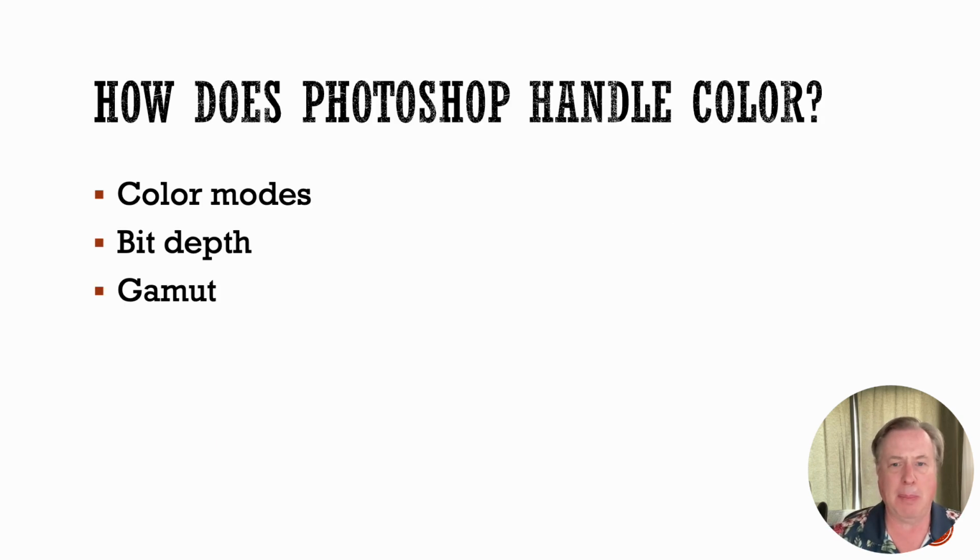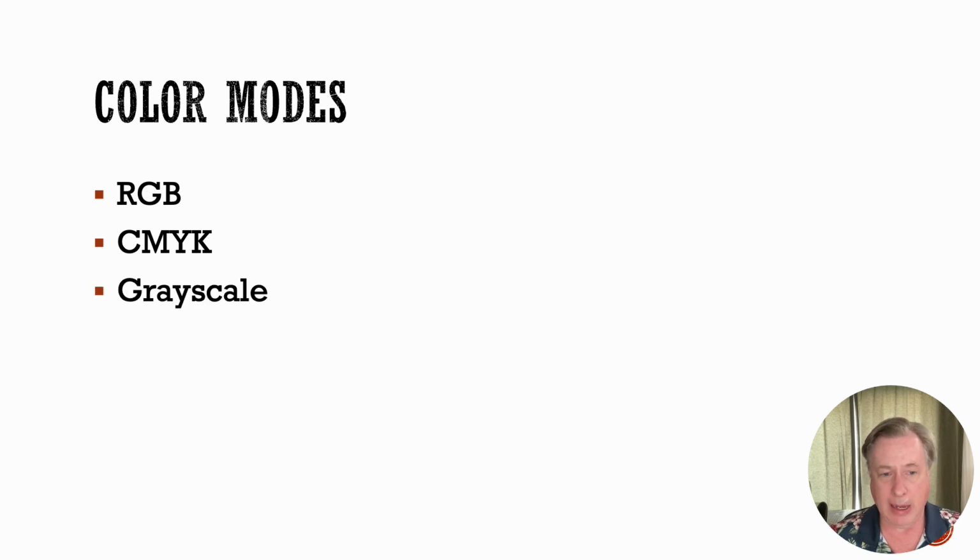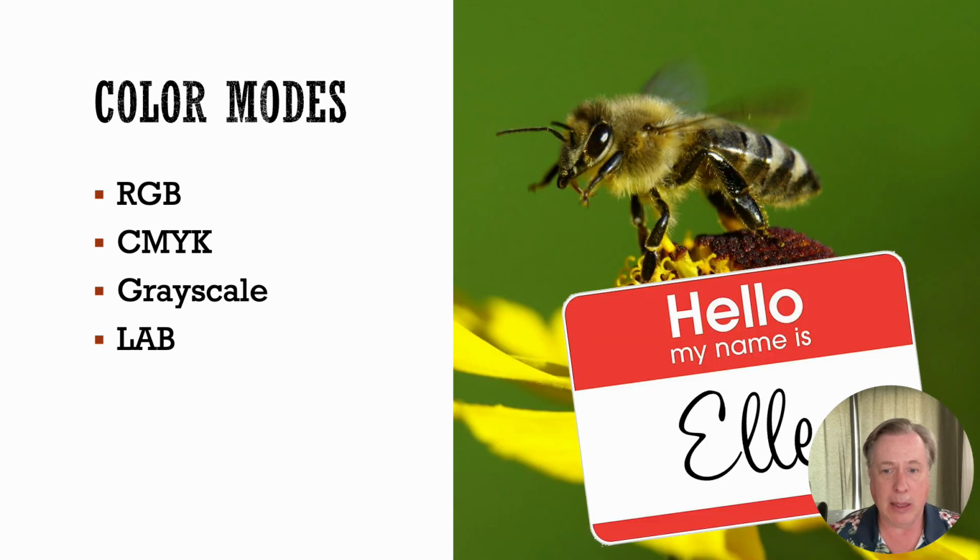Now, how does Photoshop handle color? We have to think of three different aspects to understand how color works in Photoshop. We already talked about color modes a bit, and we'll talk about bit depths and gamut. So the different color modes in Photoshop that are available from different menus are RGB, CMYK, Grayscale, and LAB, which is pronounced LAB, not lab.